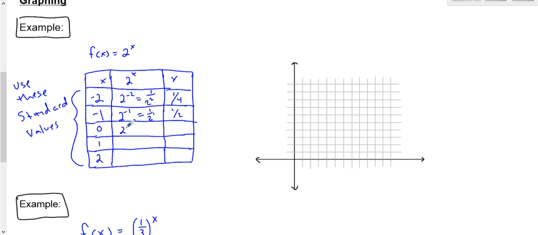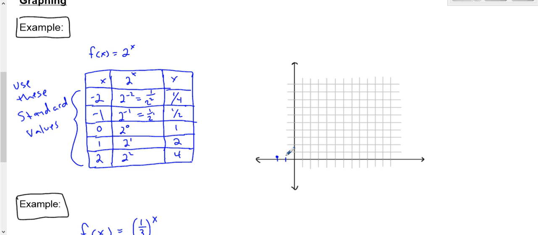0, any number to the 0 power is 1. 2 to the first is 2, and 2 squared is 4. Okay, so now we just plot these points on the graph, and I didn't give myself a very good graph here. But anyway, let's look at this. This will be -1, -2, and -2 is 1/4, which is about right 1/4 of the way to 1, so that's a point right about right there.